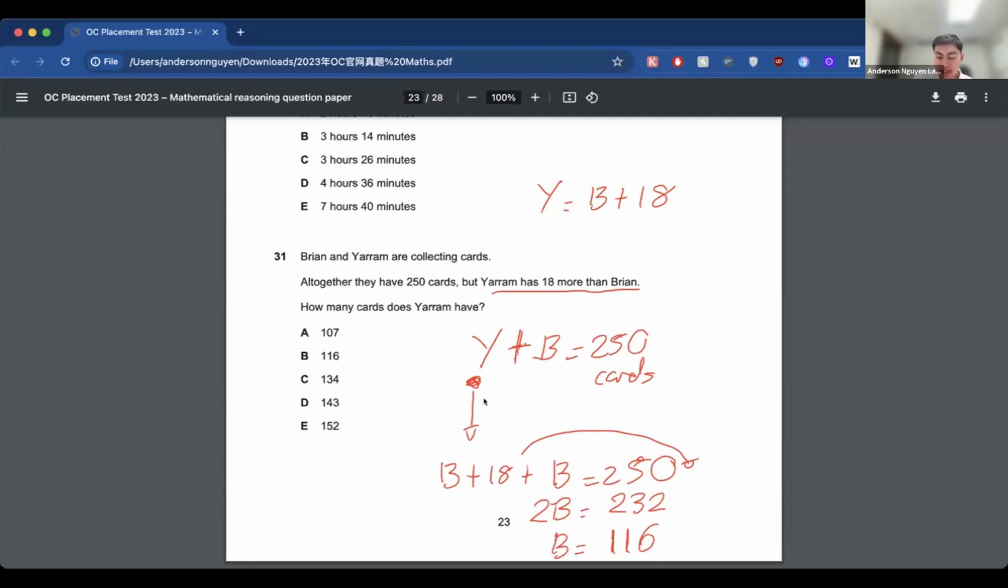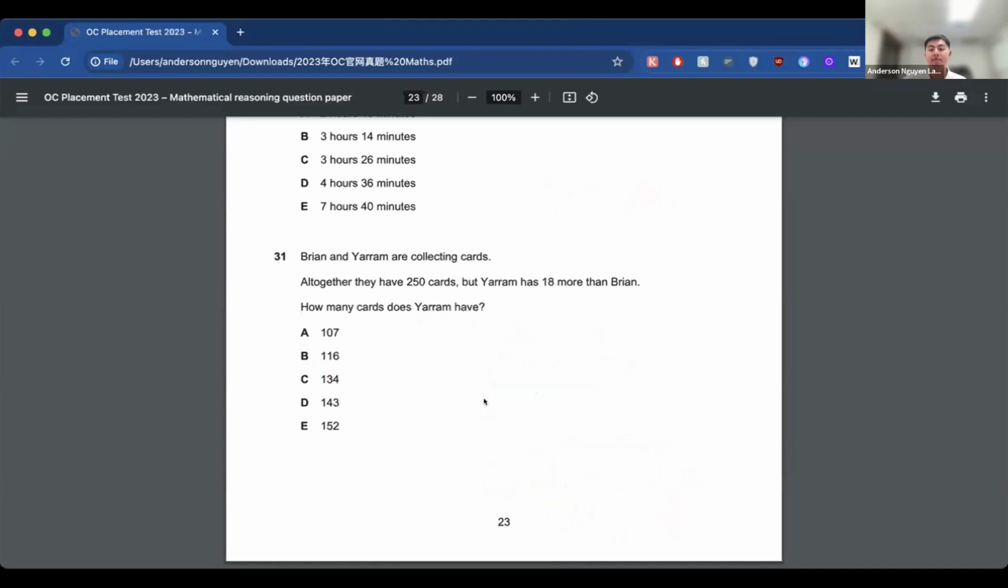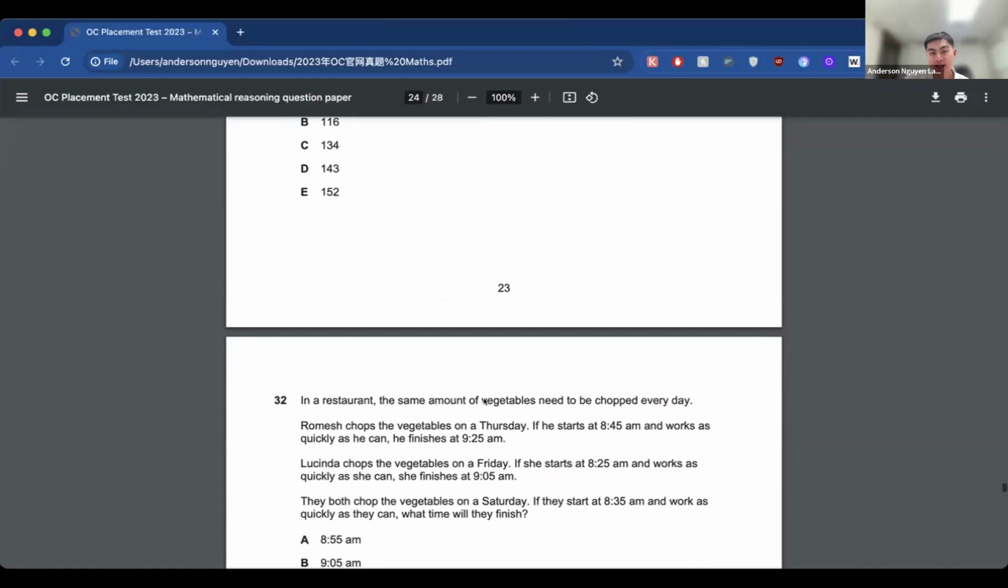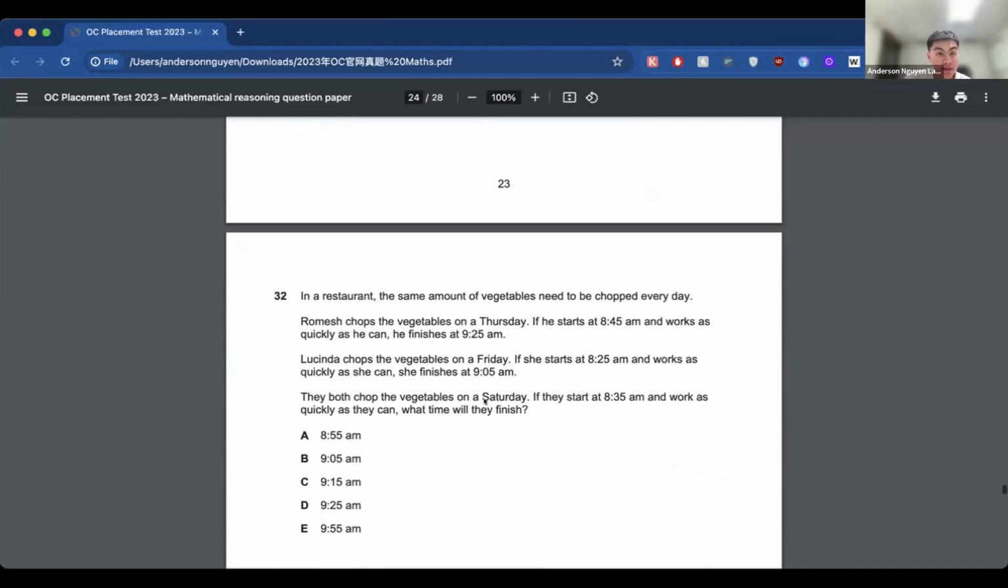But we don't want Brian, we want Yaram. So now you can replace what Brian is, the B, with an actual number, since you just worked out Brian's number of cards. So to get what Yaram is worth, you bring the 116 to the other side and take that away from 250. So instead of plus, it's minus. You get 134. C. Okay. All right. So once again, for these kinds of missing number questions or combinations questions, make the combination in terms of one missing thing only, all Brians or all Yarams.